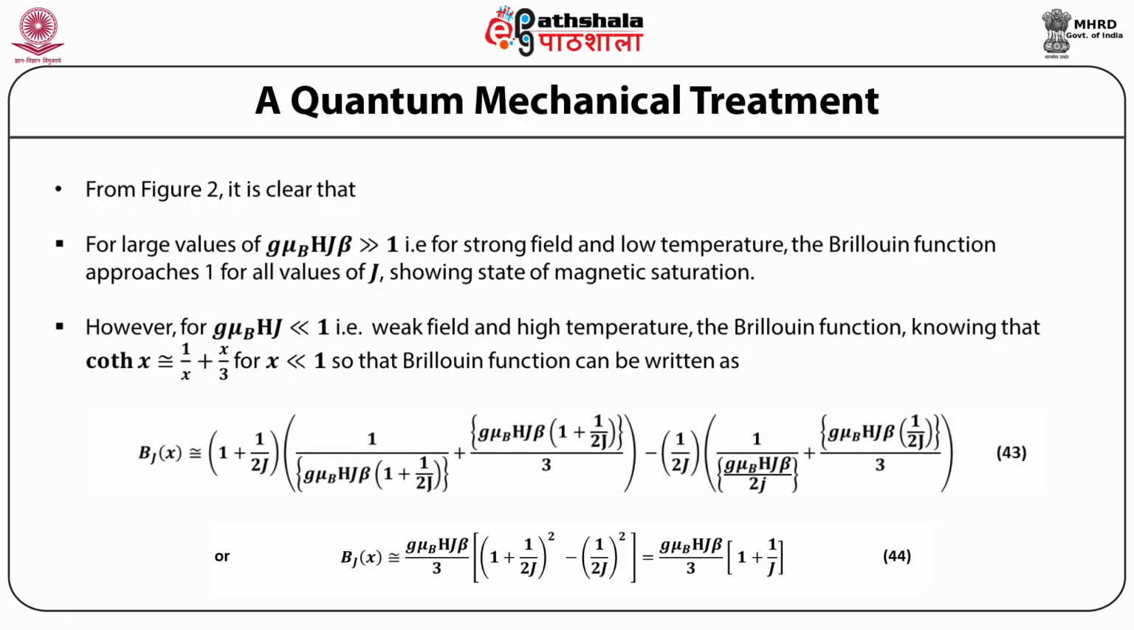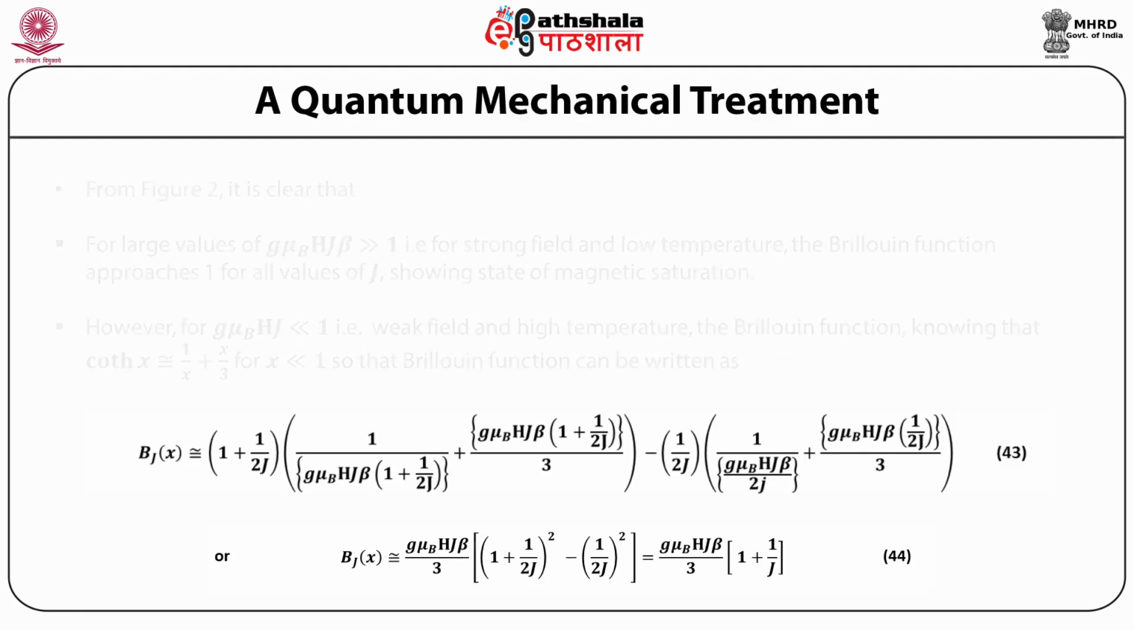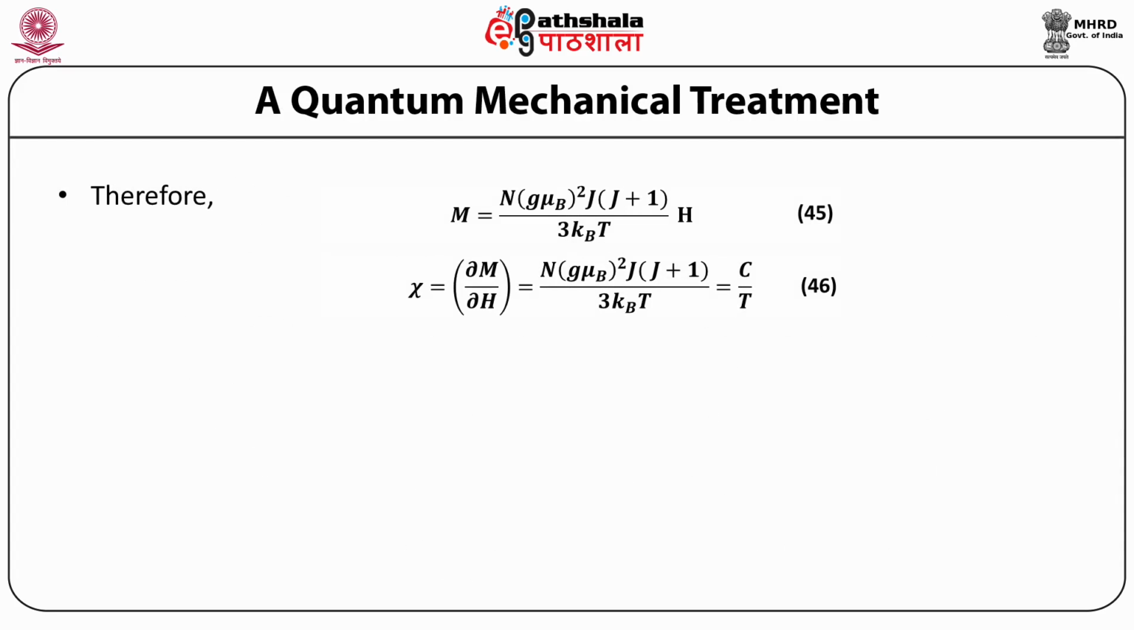simplifies to g mu B H J beta divided by 3 multiplied by (1 plus 1 upon J). Therefore, M is equal to N g mu B whole square J into (J plus 1) divided by 3 kB T, whole multiplied by H.